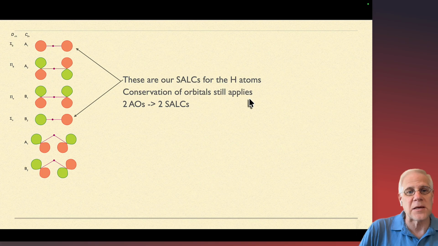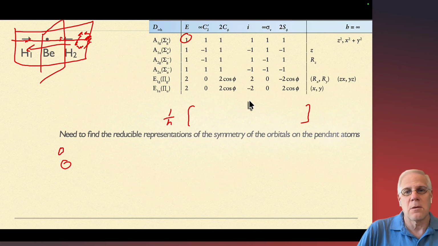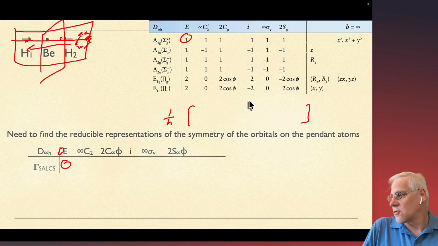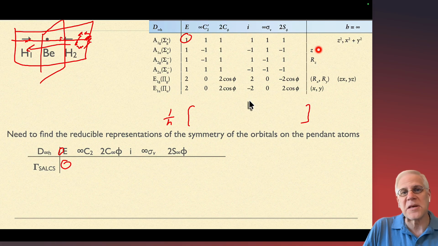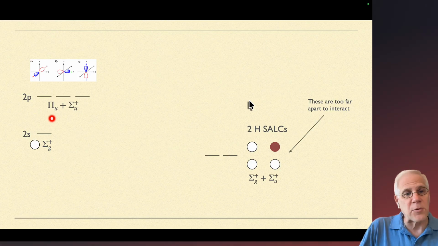So we can go back and take a look at our table here. Here we see that the pz is an A1u, and we see that the px and py, because they're in parentheses, are degenerate and have a pi u symmetry. Now we see where these two values come from.